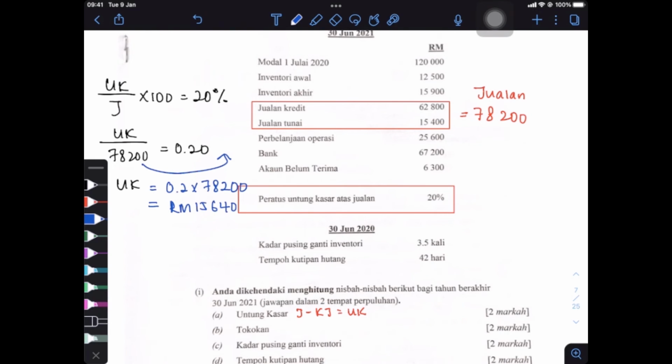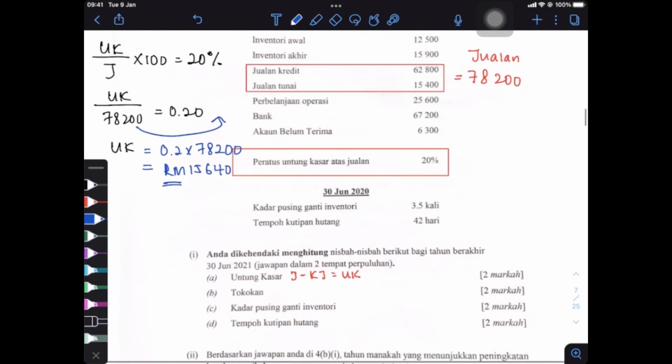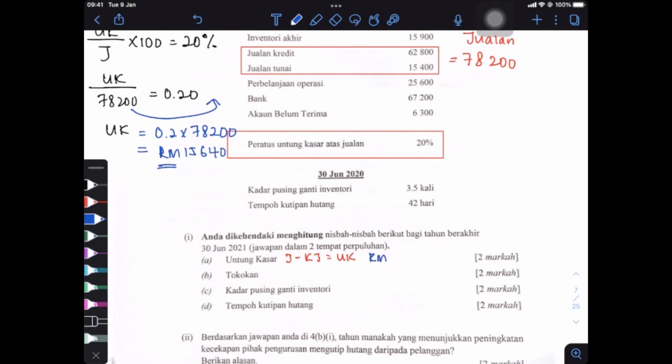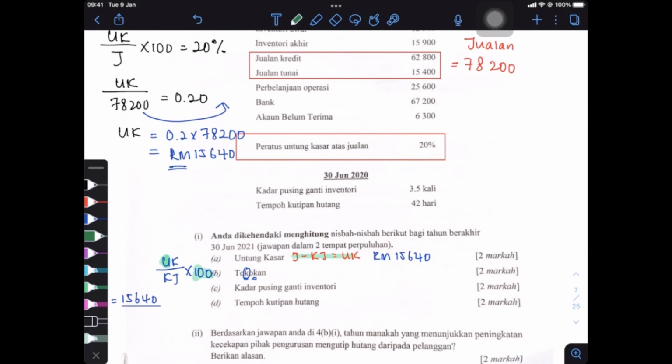15,640. When you are doing calculation questions for this chapter and the last chapter, whenever you are doing just pure calculation like this one, remember for your final answer, put in your unit. So for this one, it's RM 15640. It's okay for you to ignore the unit when you're doing a calculation, but final answers in the first part that is used here because we have the figure for jalan 78,200.